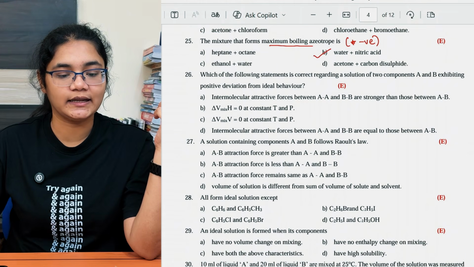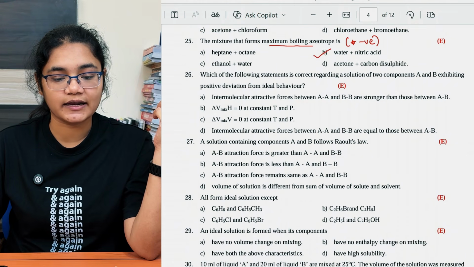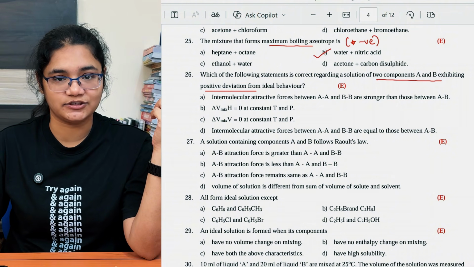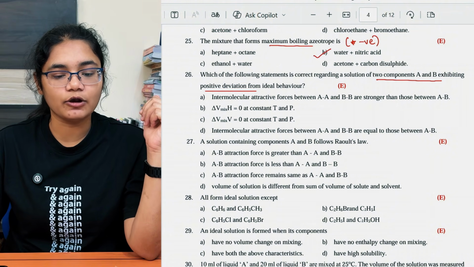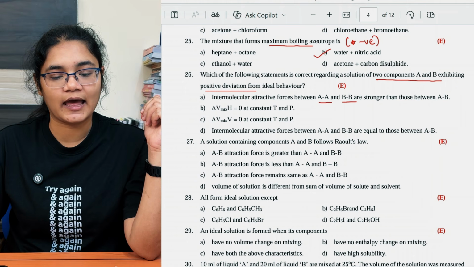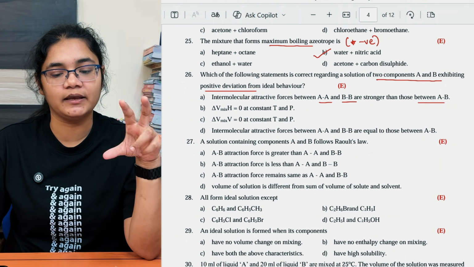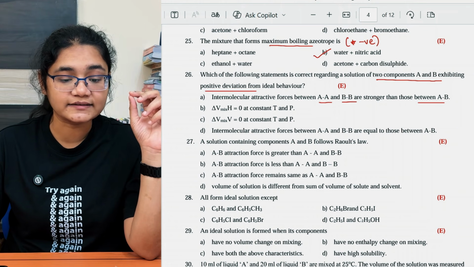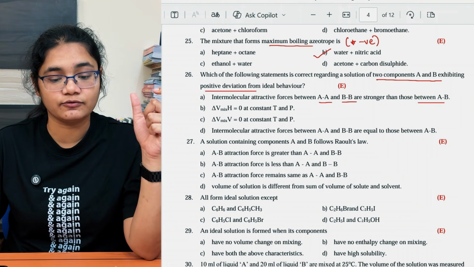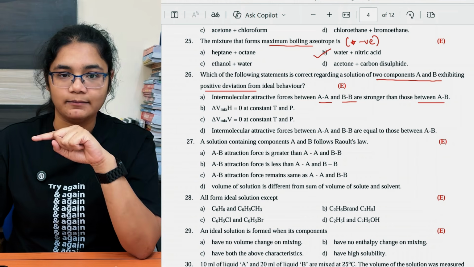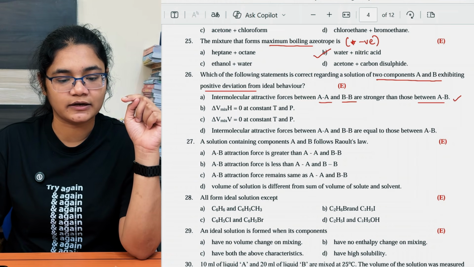Next, question number 28. Which of the following statements is correct regarding a solution of two components A and B exhibiting positive deviation? Okay, there is positive deviation. Intermolecular attractive forces between AA and BB are stronger than those of AB. Yes, in positive deviation, intermolecular attractive forces of AA and BB are stronger than AB. That happens in positive deviation. So this statement is correct.